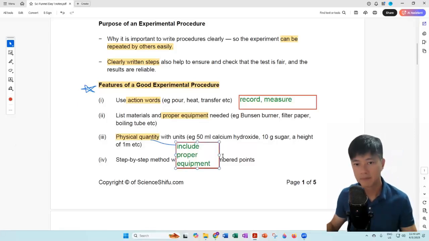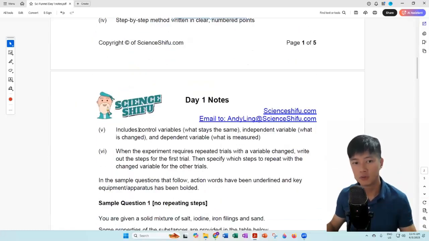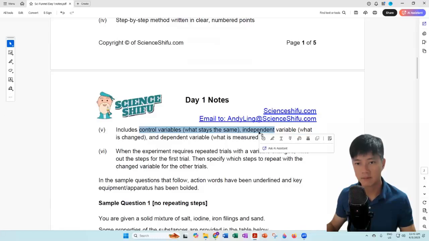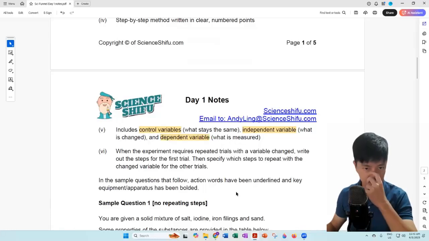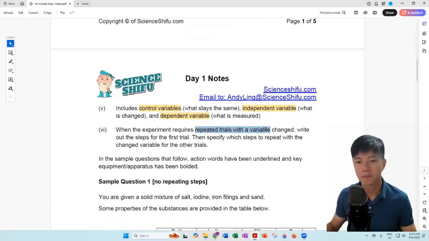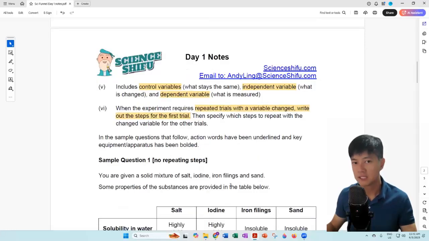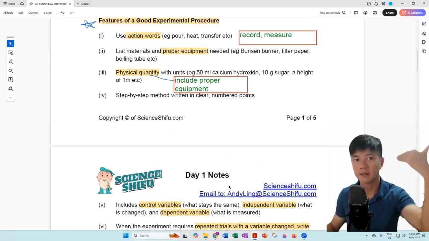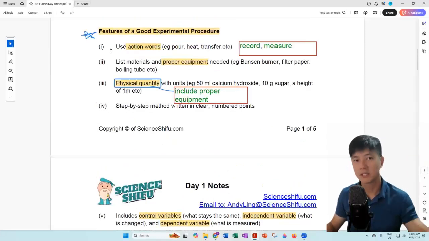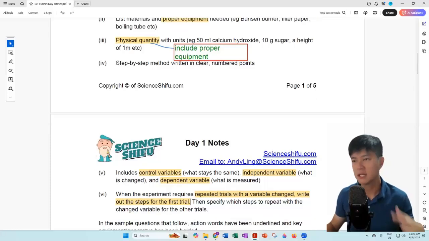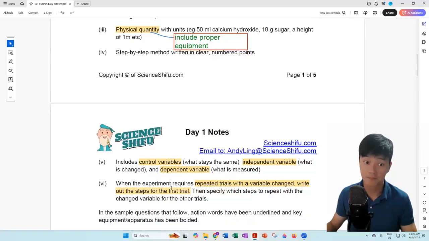And after you have all these ready, just take note, provide the step-by-steps and include control variables, what stays the same, and the independent variable where possible. And take note of what is measured. And then repeat the experiment again with the changed variable. So these are the various pointers that you need to take note of when it comes to writing a good experimental procedure. Take note of the skills involved. You'll see that many experiments' procedures all involve similar skills.